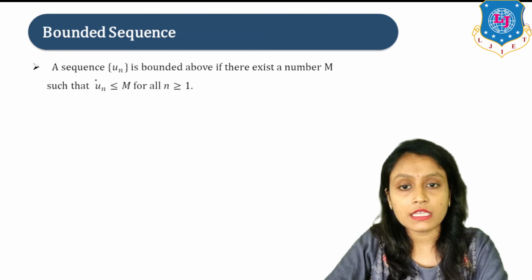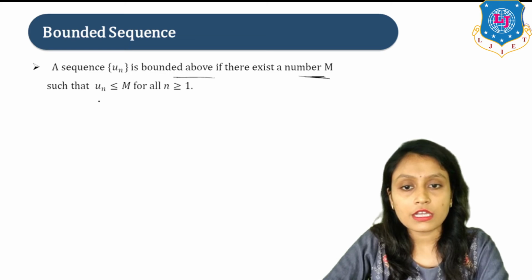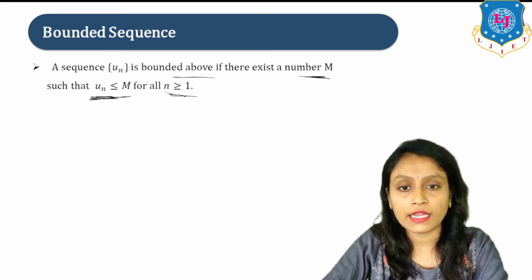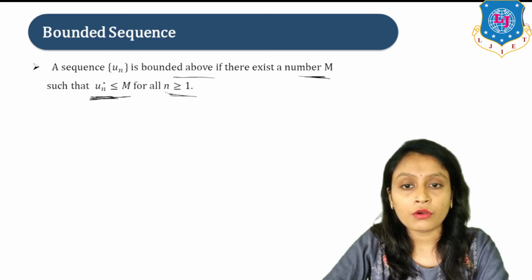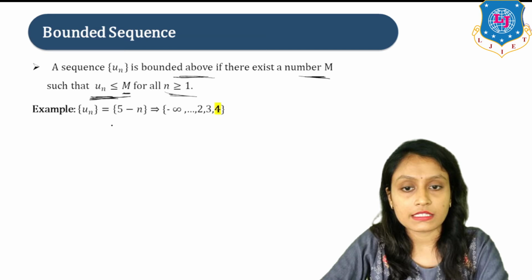So firstly, a sequence u_n is bounded above if there exists a number M such that u_n is less than or equal to M for all n greater than or equal to 1. Right? Means all the terms of u_n are less than this term M. Then we can say that the sequence u_n is bounded above. Okay, so let's see one example.